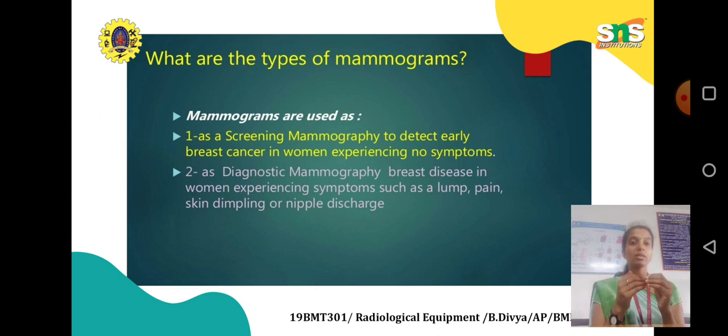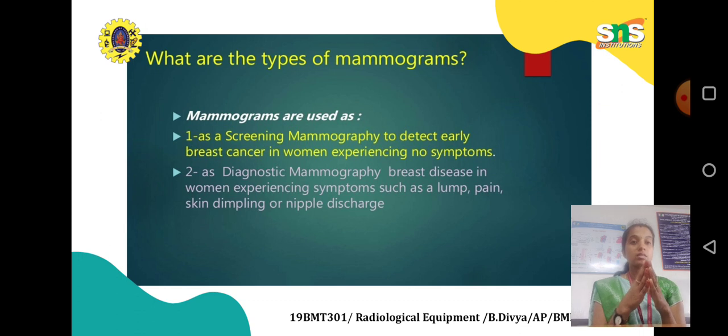As we all know, we get into trouble only after we suffer from symptoms in our body. After we have symptoms, we go to the doctor to identify what is happening. But the screening mammogram will detect breast cancer in women with no symptoms. Even if we don't have any symptoms, we can identify it easily by using the screening mammogram.